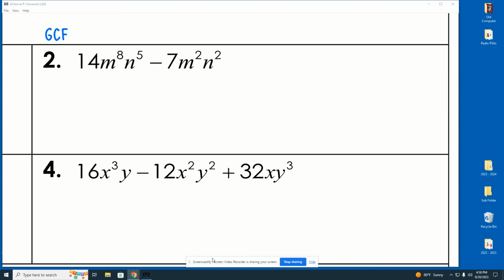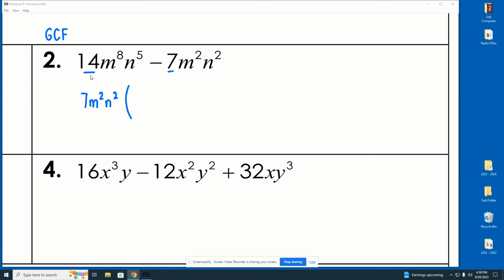So my greatest common factor, as far as numerically goes, between 14 and 7 is 7. Now, from a variable standpoint, look at this. This has m to the 8th. This has m squared. What's the most they both have in common? M squared. This one has n to the 5th. This one has n squared. So n squared. So my GCF is 7m squared n squared. So we're going to factor those out of both of these two terms.